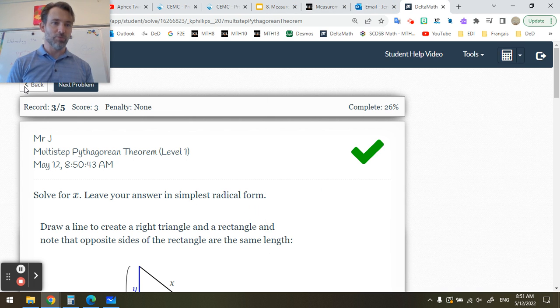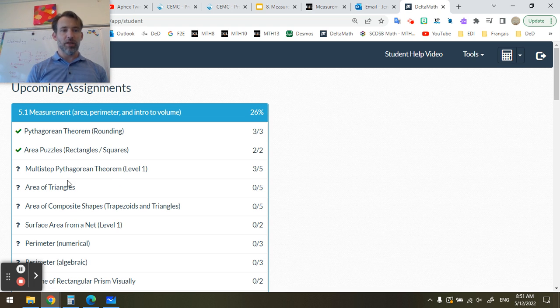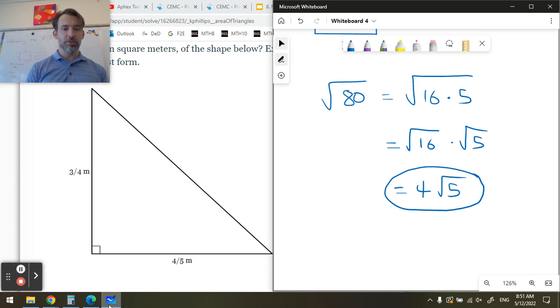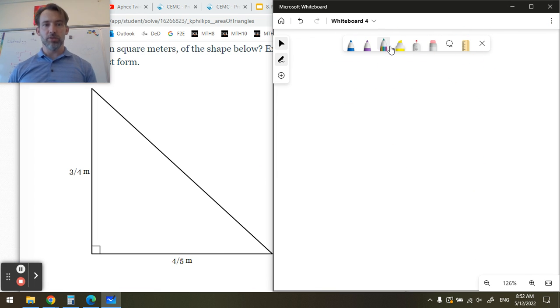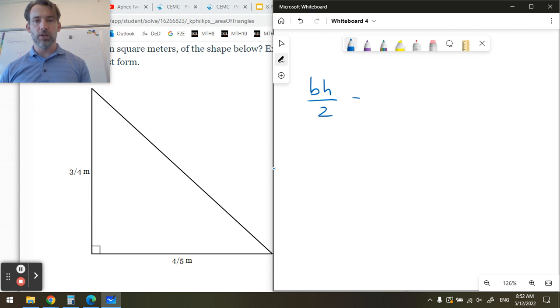All right, now let's go to some more problem types. So we've done multi-step Pythagorean theorem. Now let's take a look at area of triangles very quickly. If we want to find the area in square meters of this shape below, and write it as a fraction in simplest form, it's 3/4 meters by 4/5 meters. I'm going to use the area of a triangle formula, which is base times height over 2. The base here is 4 over 5 multiplied by 3 over 4, and then I'm going to divide the result by 2.